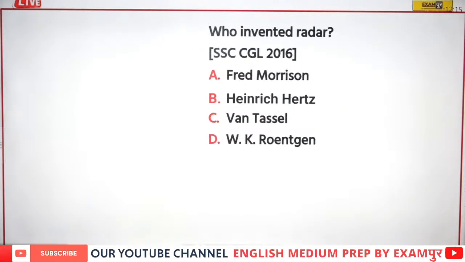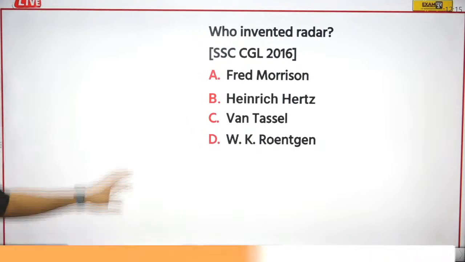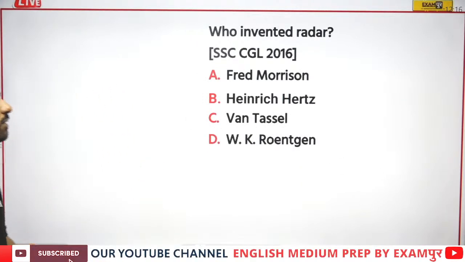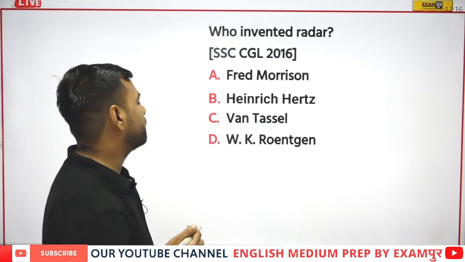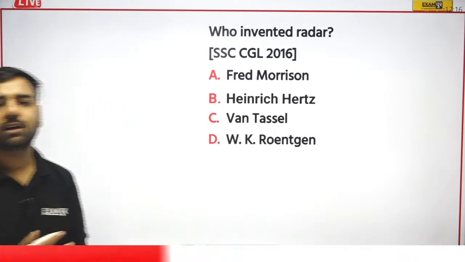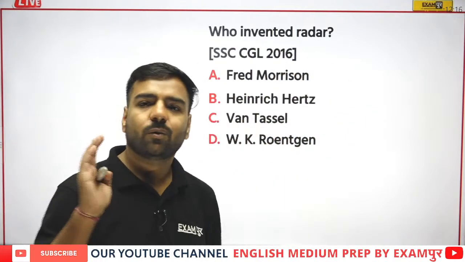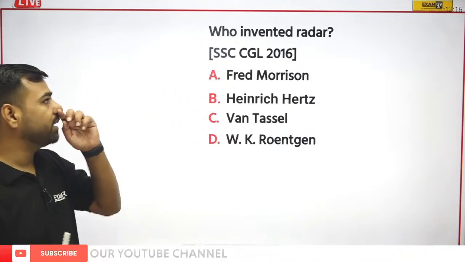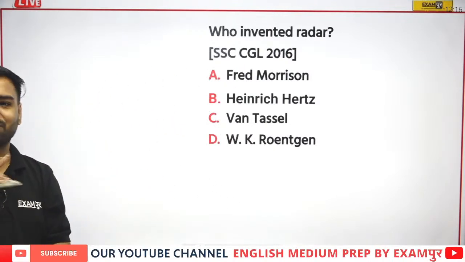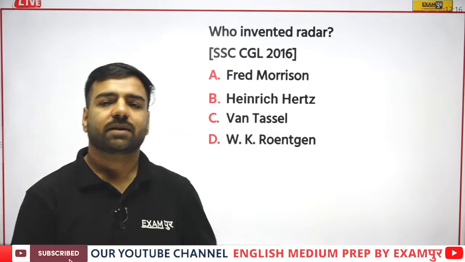Next, who invented radar? Now this one is important. What is radar? Before explaining that, I want this answer. Who invented radar? Is it Fred Morrison? Is it Hertz? Is it Van Tassel? Or is it W.K. Roentgen? Now here two of the important things are asked in the examination again and again. One of the options is from the X-ray part. One of the options is from the radar part. So I want to explain both the things but need an answer from everyone. Yeah, answer please.